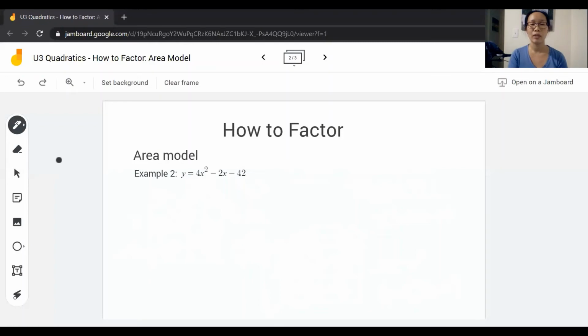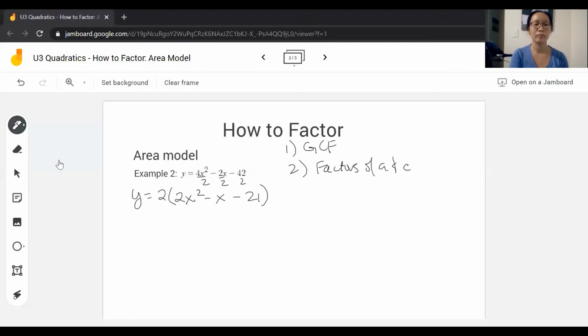One thing that I forgot to mention before is that if you have a common factor for your entire expression, you want to factor that out first. That will reduce the number of combinations you have to try. I notice that all my terms are even, so I can factor out a 2. When I divide each term by 2, I am left with 2x squared minus x minus 21. So first, take the GCF out. Second, I want to find the factors of A and C. My new A is 2, and my new C is negative 21.